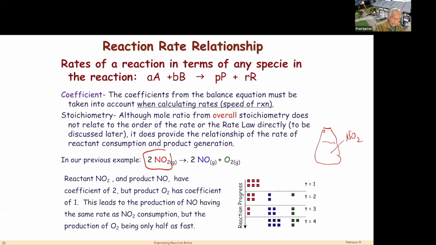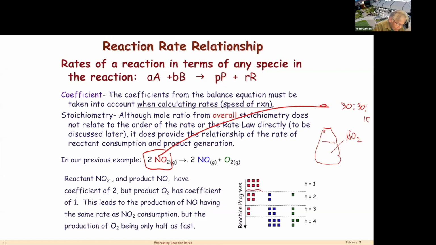You could have like 30 moles of NO2 in here, but the ratio by which NO forms will also be 30 moles, and the ratio by which the oxygen is produced will only be half, because the balance equation tells you the ratio by which these things are related to each other. So if you have 30 here, then the ratio is 30 to 30 to 15 based on these chemicals.